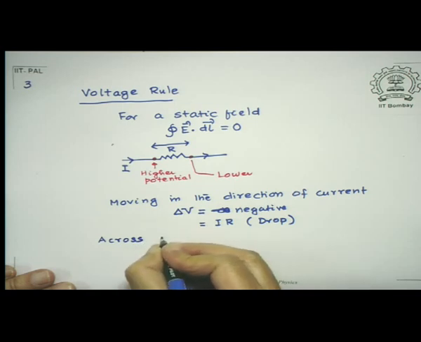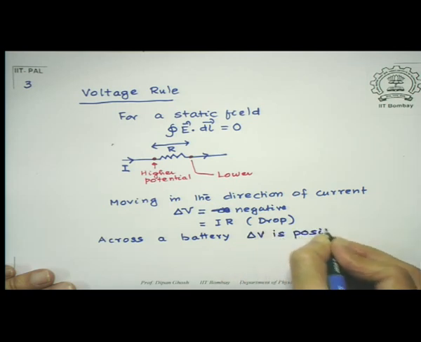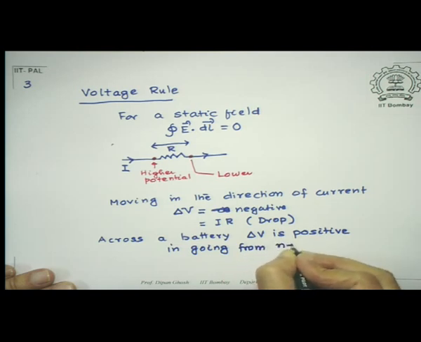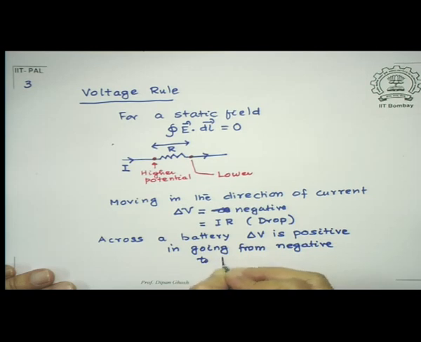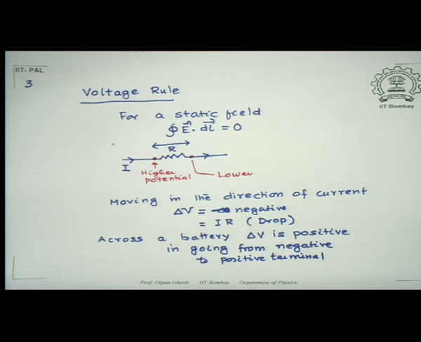Now, there is another thing. The circuit, in addition to resistances, also has seats of EMF, the battery or things like that. Now, again there, we know that when a positive charge moves from the negative terminal to the positive terminal, it gains energy. So therefore, across a battery, delta V is positive, namely the potential rises in going from a negative terminal to positive terminal. So these are the two points you need to remember.